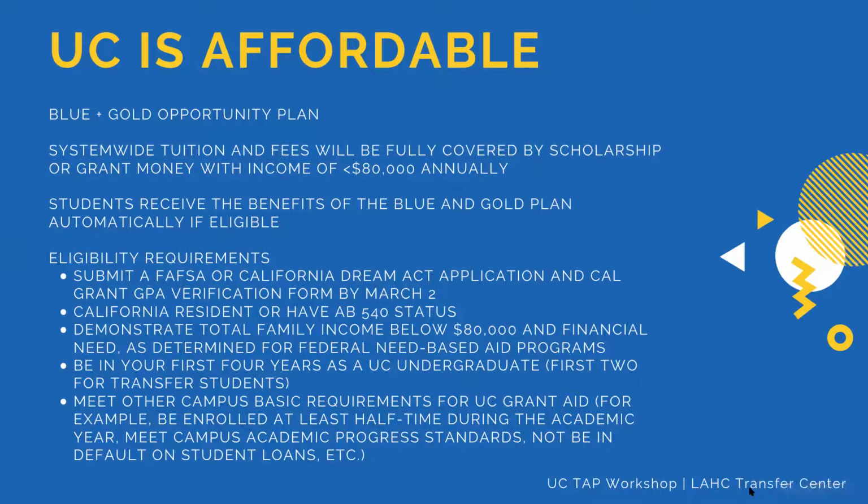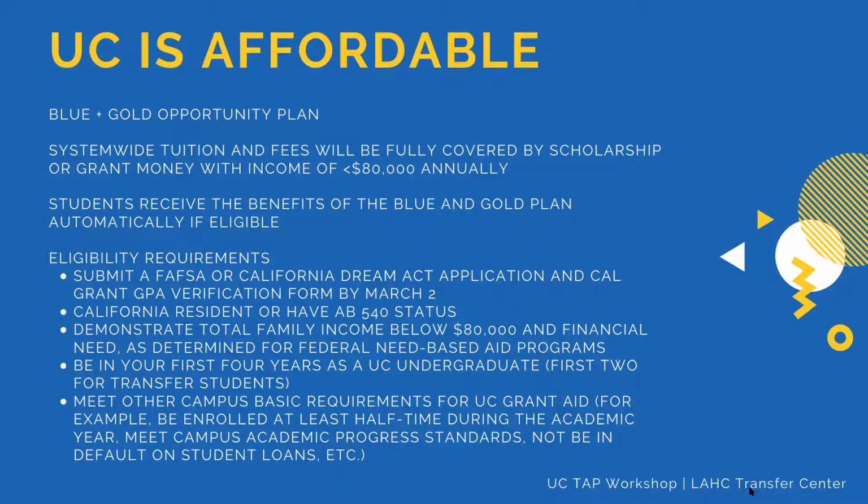So UCs, I just want to make sure that students are familiar with understanding that the UCs are affordable. I know their cost of attendance looks higher than a Cal State, but that is just the sticker price. That does not mean that is your bill that you're going to be paying. In fact, 2 out of 3 students receive financial aid at a UC. The system-wide tuition and fees can also be fully covered by scholarship and grant money as long as the student's family income or household income is less than $80,000 annually, and that is called the Blue and Gold Opportunity Program. What that means is tuition and fees are covered, and it's one less thing for a student to worry about.